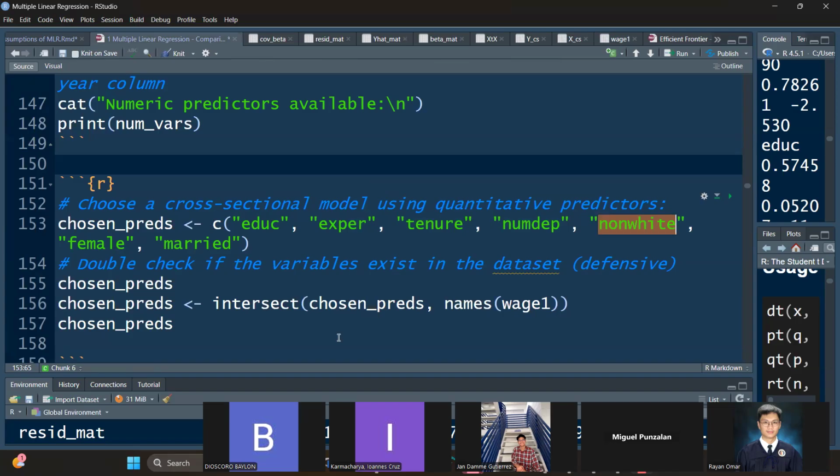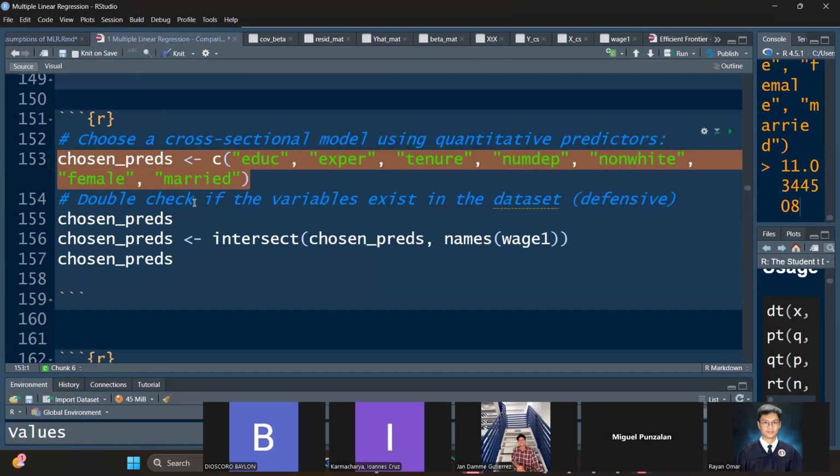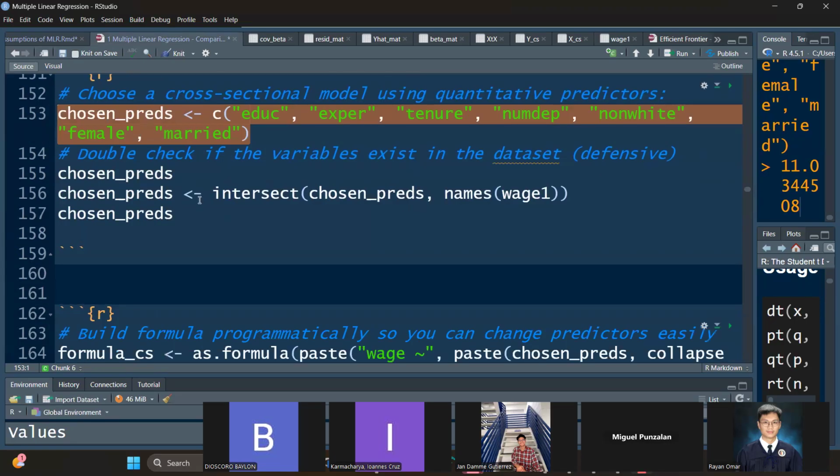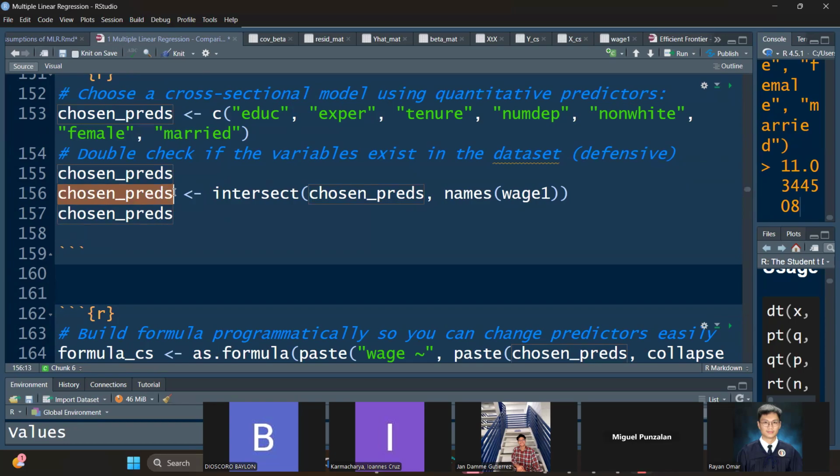So we run this class. If you haven't run it, please run it now. Let me just run it. Chosen predictors: we have education, experience, tenure. And then I'd like to overwrite these chosen predictors by intersecting them with the chosen predictors and the names of wage 1.